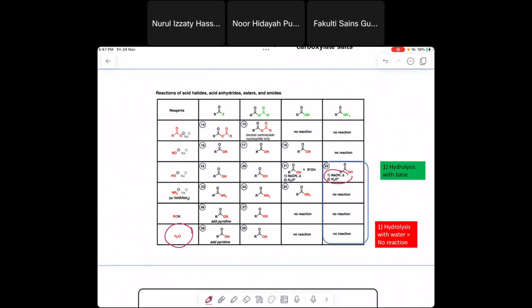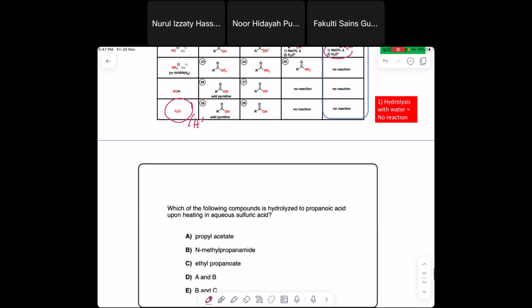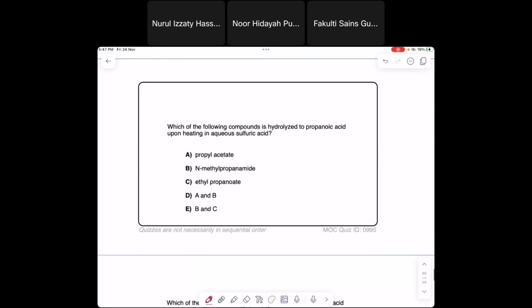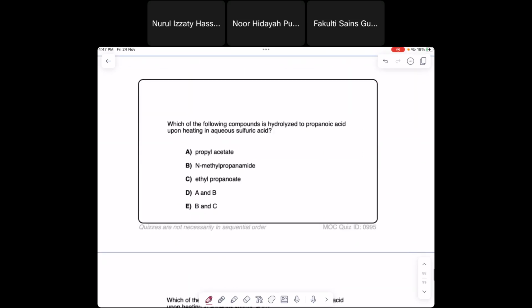Tapi actually, kalau ada acid, boleh dapat carboxylic acid. Okay. So soalan dia, which of the following compound is hydrolyzed to propanoic acid upon heating in aqueous sulfuric acid? Yang ni macam kena lukis lah satu compound kan. Propyl acetate ke, N-methyl propanoate ke, ethyl propanoate ke, A and B. Okay, macam susah. Kita lukis dulu satu-satu kan.